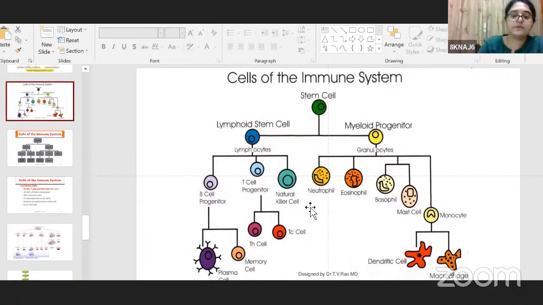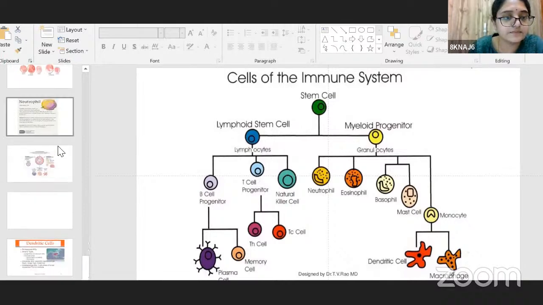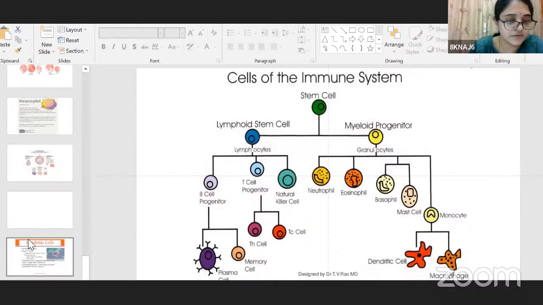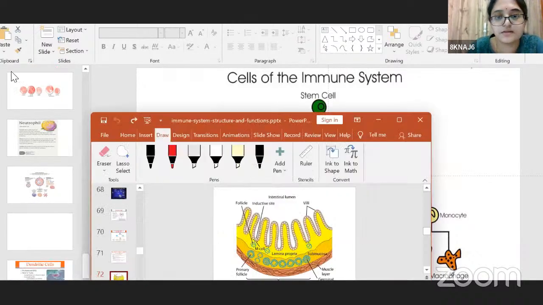Now, when we come to the natural killer cells, let me come to that. I'll have to present the T system.